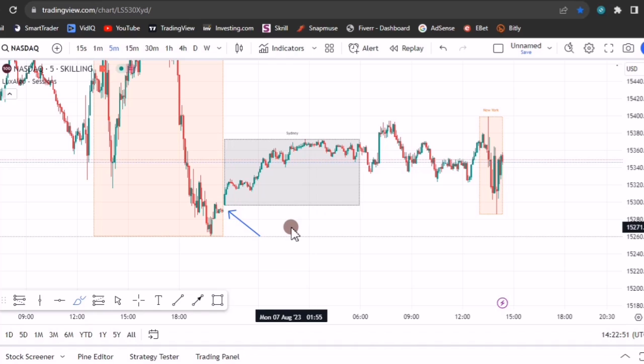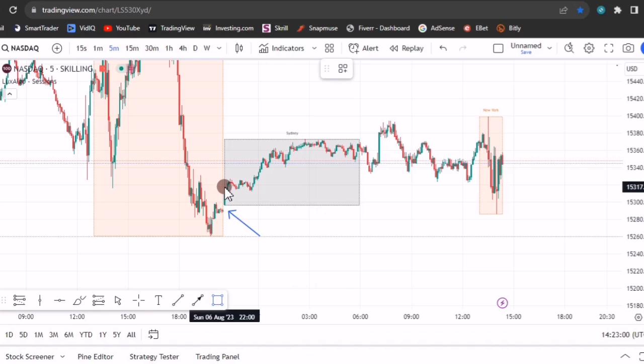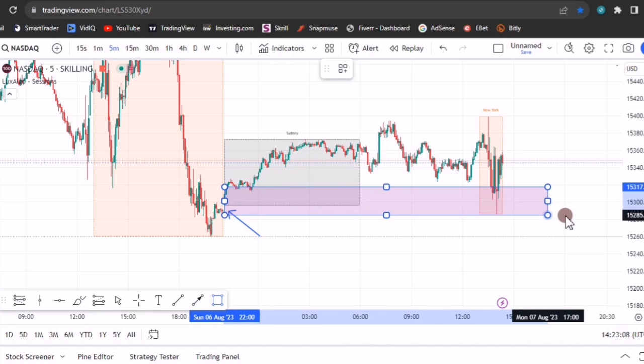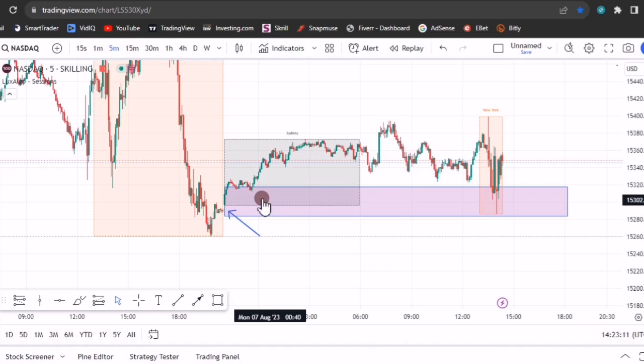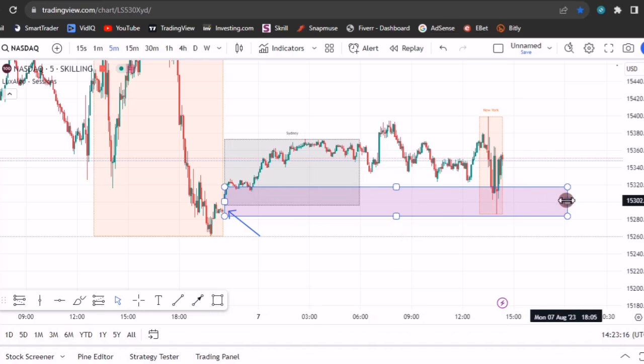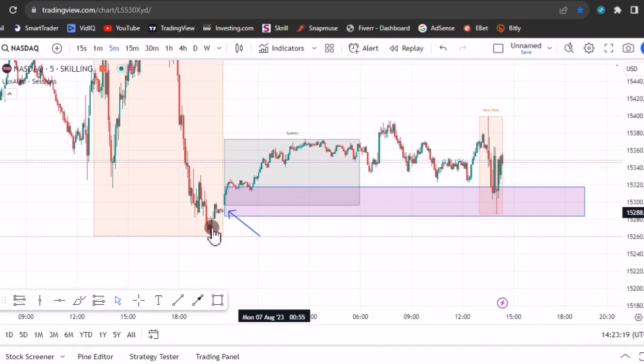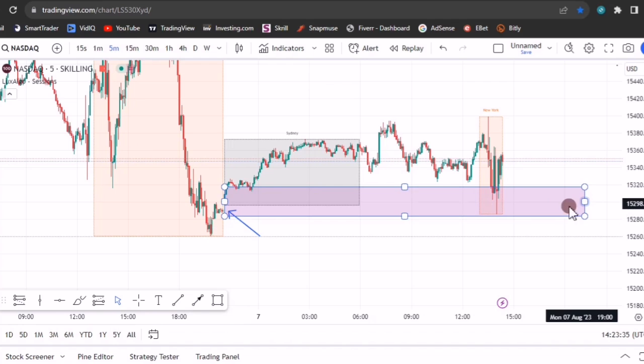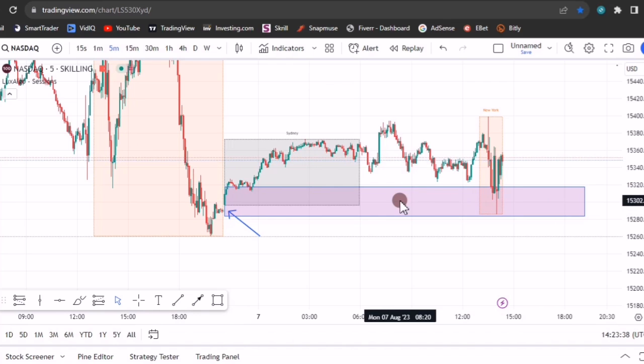Now, here is the biggest secret of them all. Nasdaq has a backbone which it respects 100%. You see that first candle on the Sydney session. Just highlight it and then you extend that box. You extend it up to the end of New York. Now this key level is the backbone of the Nasdaq. Whatever it does, it respects this backbone.